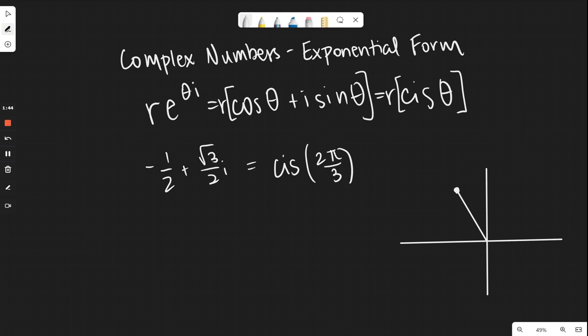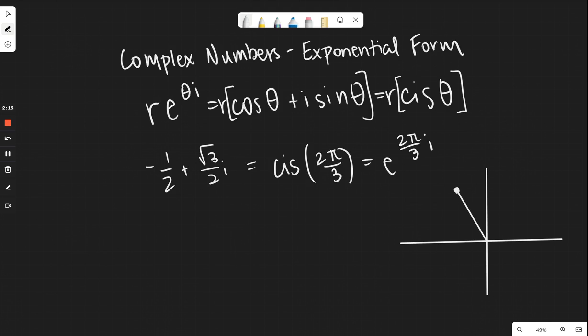Okay? So this in exponential form can be represented as, so r is 1 because our radius is 1. It can be represented as e to the 2 pi over 3 i. So you might be like, oh, okay, I get it. It can be represented that way. Why is this useful? Well, like that it's not. But this becomes really useful when we're dealing with stuff like finding roots of unity or multiplying complex numbers. So let me show you what I mean by that.